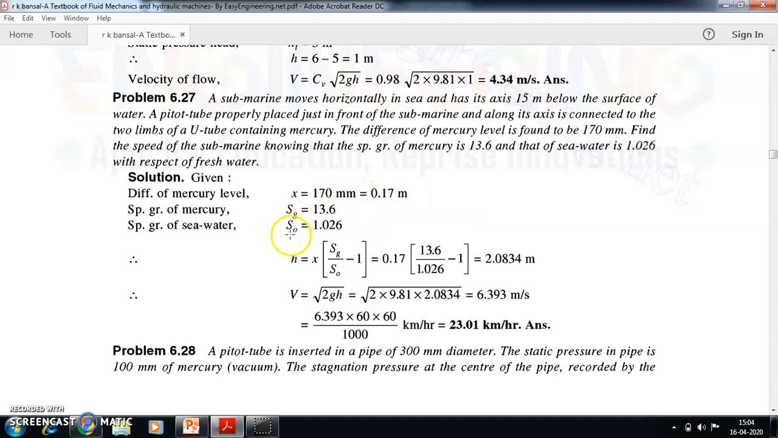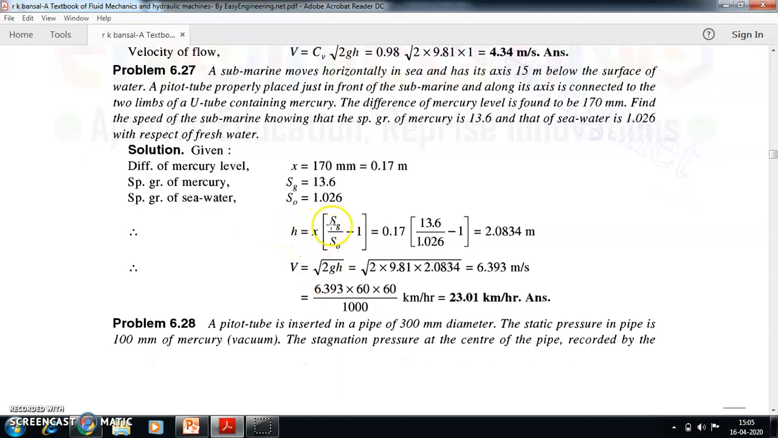Specific gravity of mercury and specific gravity of seawater. Whatever water value is given to you, take it as 1.026, don't take it as 1. Again I am telling you. Now find the h value. h is equal to x into (specific gravity ratio minus 1). So do the proper substitution, and you will get the h value.